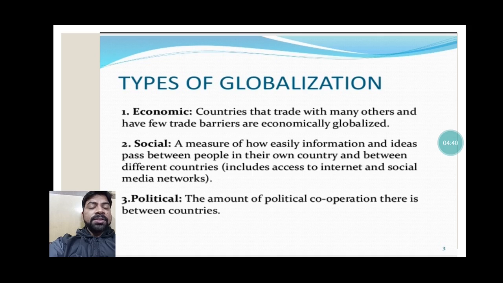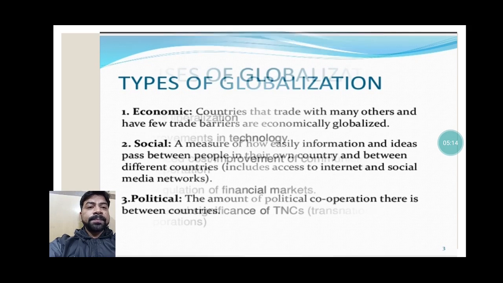Political globalization is also very important. This is the third type of globalization. Politically also we can be globalized. As you know, the relationship of India with the USA, Japan and Russia are examples of political globalization, where countries are linked together. It is the amount of political cooperation there is between countries. So politically also we are globalized nowadays. ASEAN, BIMSTEC and SAARC are examples of political globalization.